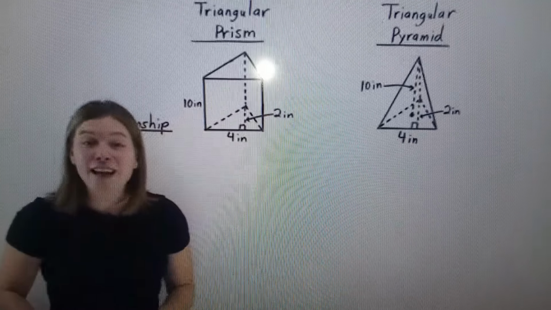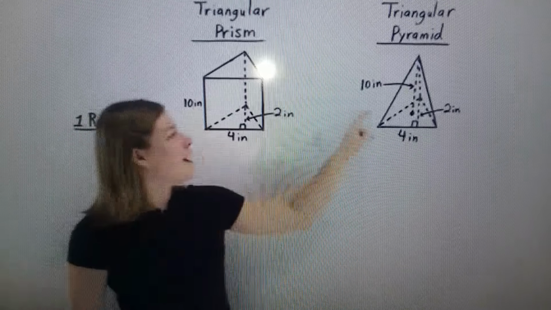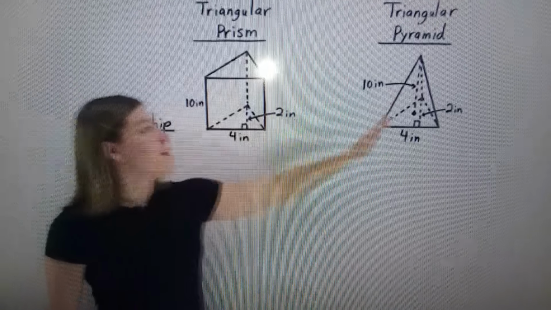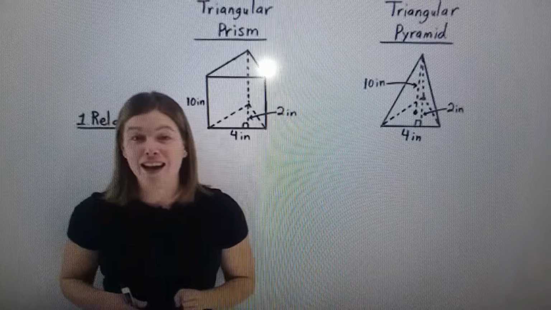Now take a look at the heights. They're the same as well. This prism has a height of 10 inches and this pyramid has a height of 10 inches. So this prism and this pyramid have the same measurements for their base and the same height.